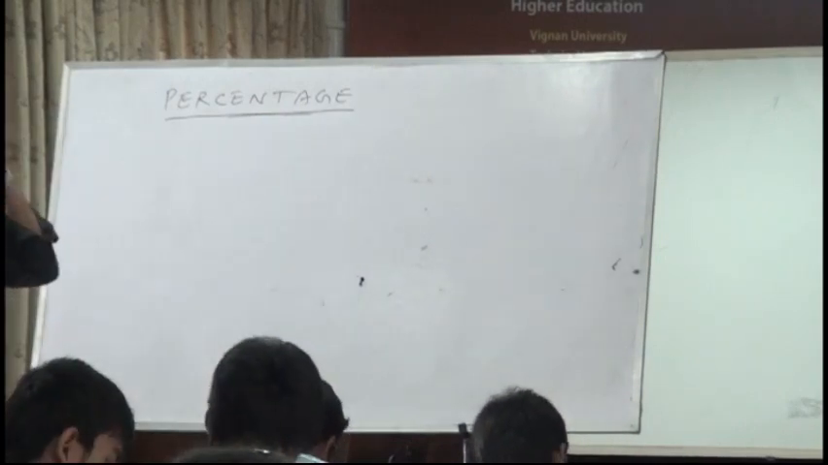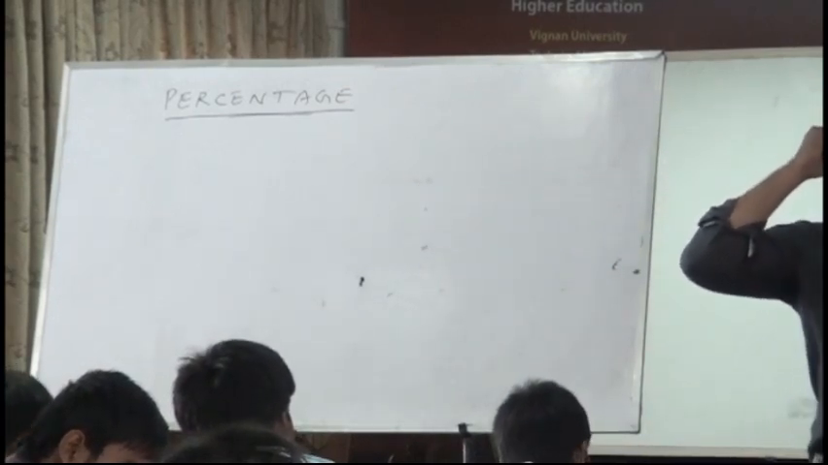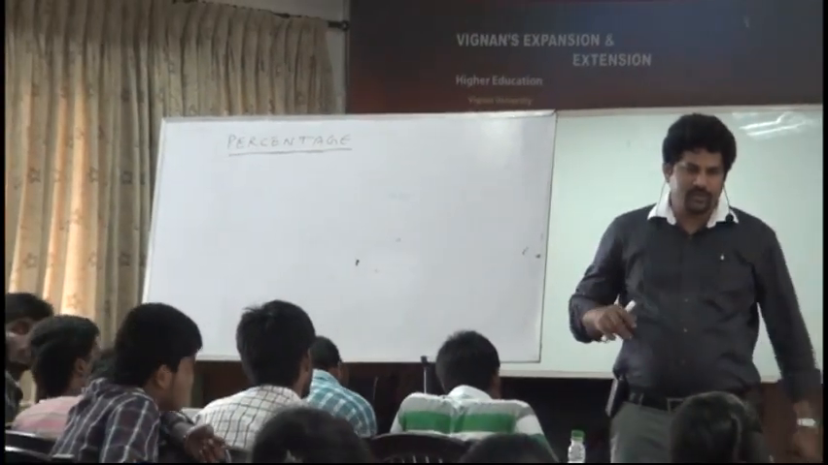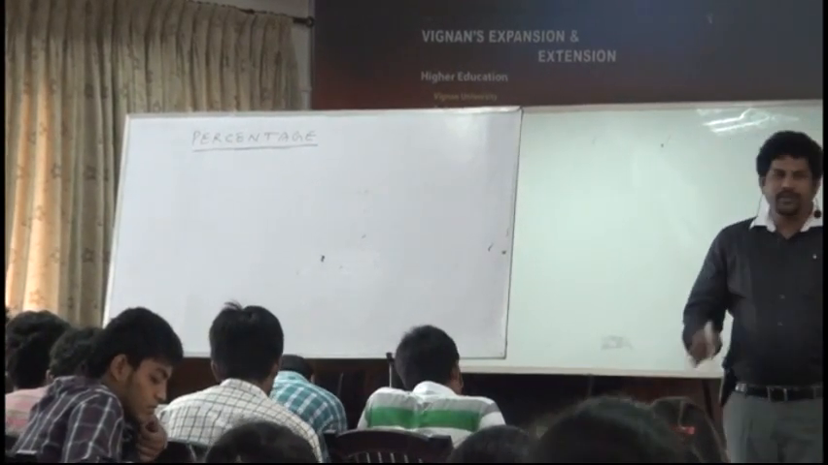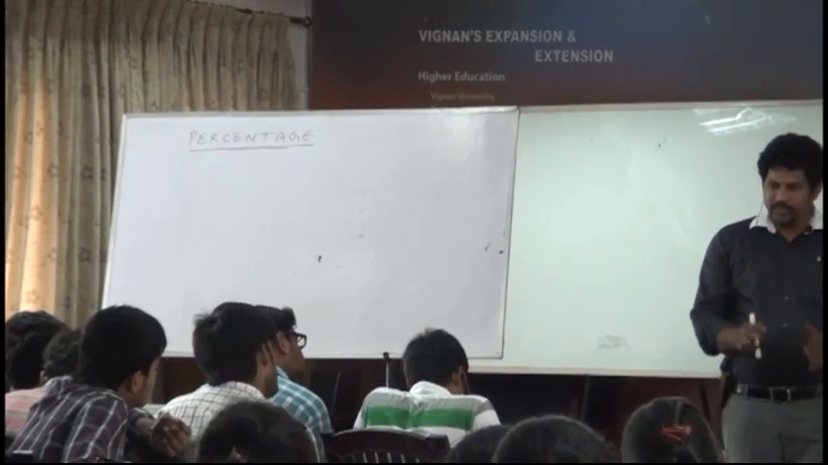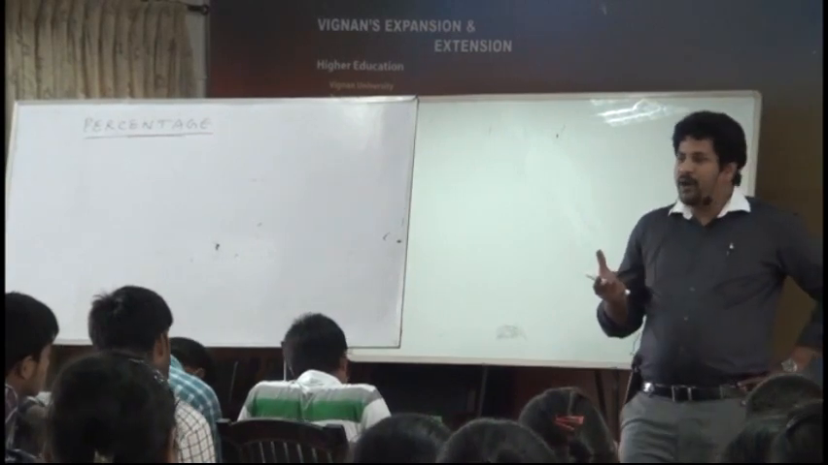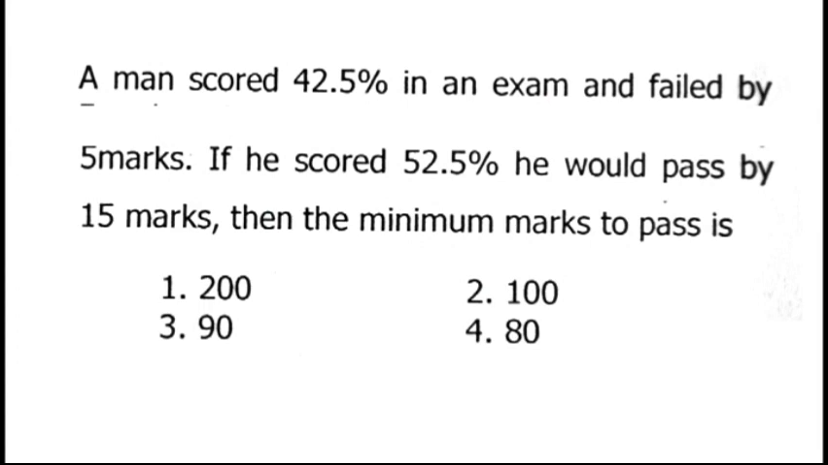Now, what is the difference in the percentage of marks he got in both the cases? 42.5% first case, 52.5% is second case. So there is a difference of 10% in his marks in these two cases. Similarly, what is the difference in the marks he got in both the cases? First case he failed by how many? Second case he passed by. So what is the difference in his actual marks? 20 or 10?